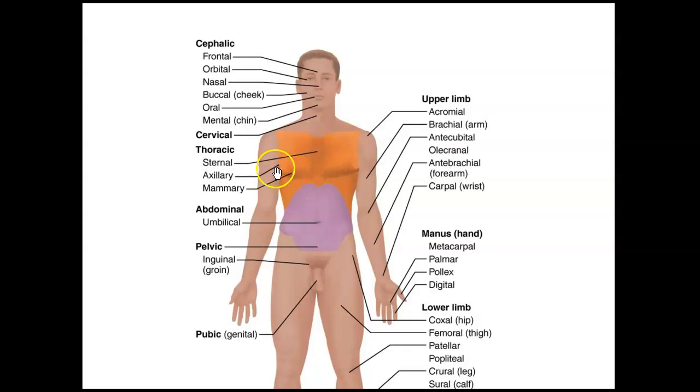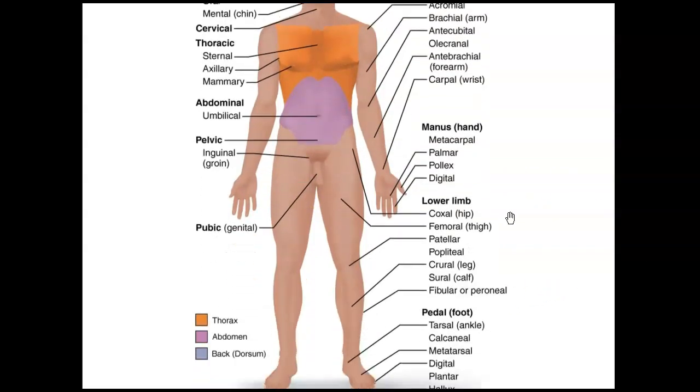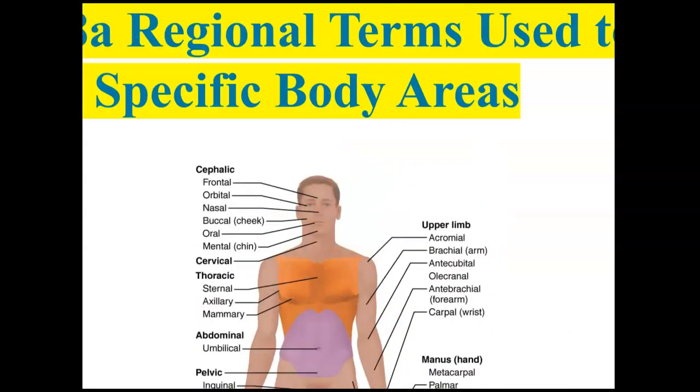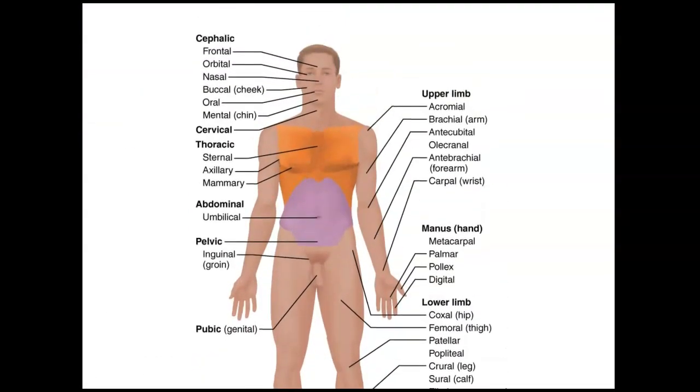Axillary is the armpit. Mammary is the breast. The abdominal region is here in purple, and umbilical refers to here where the belly button or the navel is. And then you have the pelvic region and the inguinal region, or groin. Then you have the pubic region, or genital region. Okay, and that's everything on the left side, I think. So now let's go to the right side and the terms on the right side of the figure.